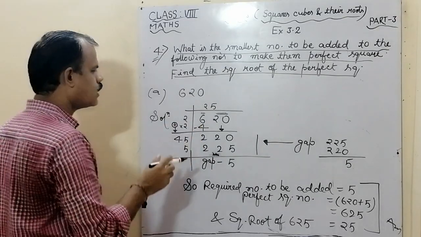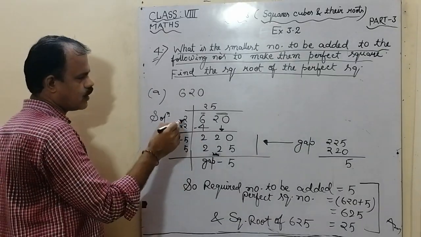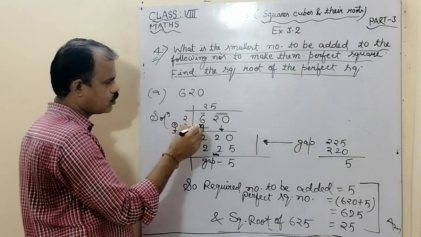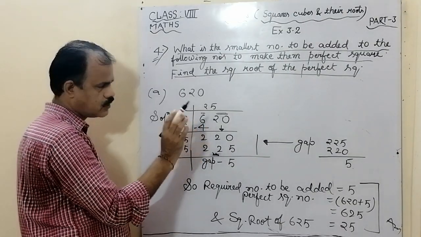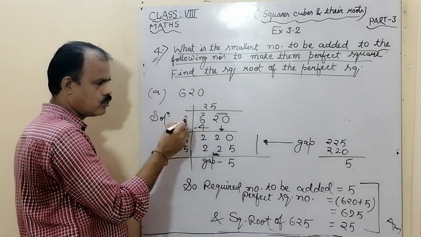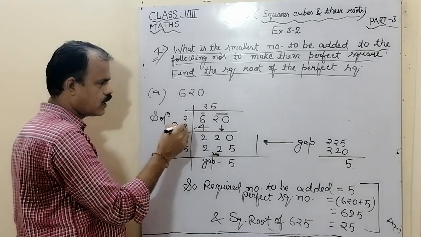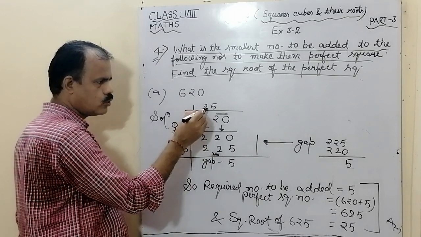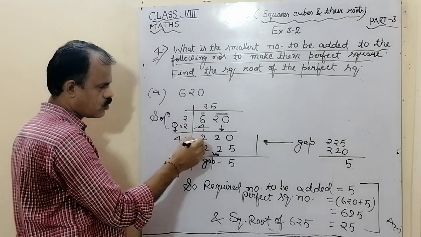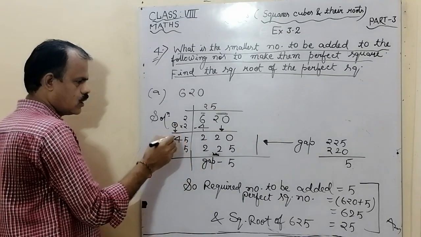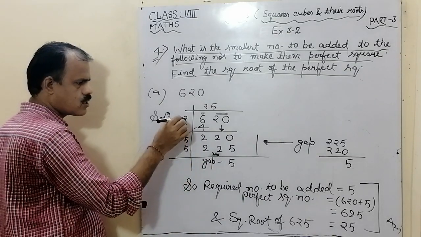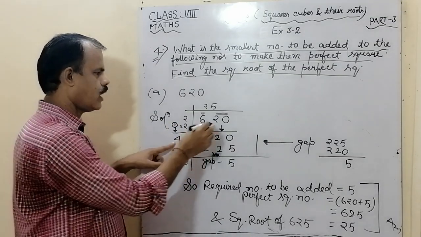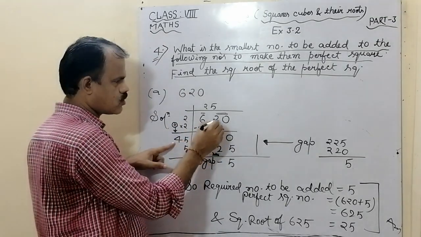Whatever number you divide by, you have to multiply by the same number. Suppose we take 2: 2 times 2 is 4, 3 times 3 is 9. 9 is greater, so we write 2 here. Here also 2. 2 times 2 becomes 4. 6 minus 4 equals 2. Now here we add 2 plus 2, it becomes 4.